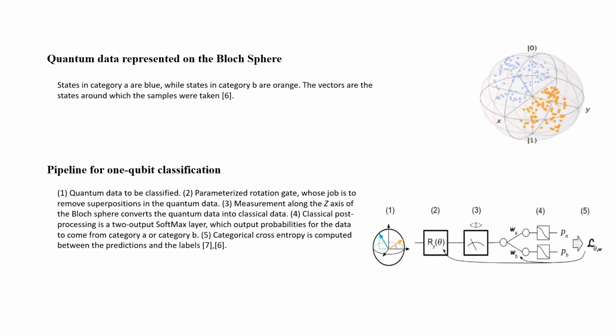5 steps. Step 1, quantum data to be classified. Step 2, parameterized rotation gates, whose job is to remove superposition in the quantum data. Step 3, measurements along the z-axis of the Bloch sphere convert the quantum data into classical data. Step 4, classical post-processing is a 2-output softmax layer, which outputs probabilities for the data to come from category A or category B. Step 5, categorical cross entropy is computed between the predictions and the labels.